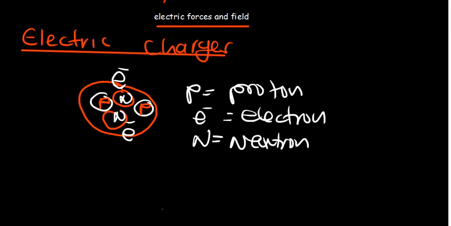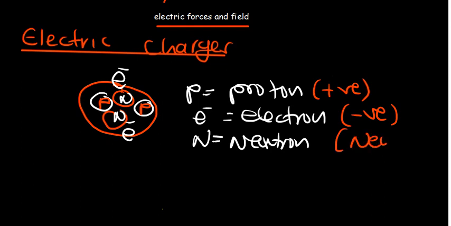What we need to understand, guys, is this. We know that protons are positively charged. Then we also know that electrons are negatively charged. Then neutrons are just neutral. They don't have any charge.